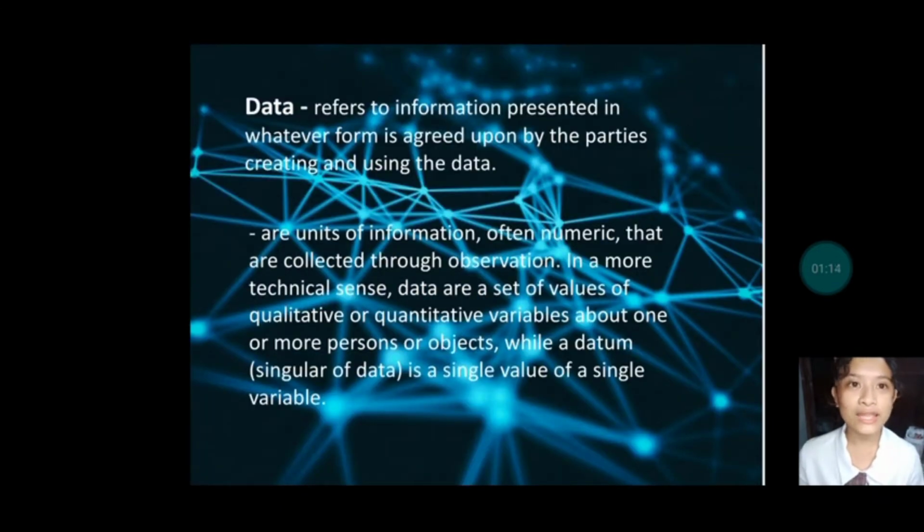So, data. Data refers to information represented in whatever form is agreed upon by the parties creating and using the data. Data are units of information, often numeric, that are collected through observation. In a more technical sense, data are a set of values of qualitative or quantitative variables about one or more persons or objects, while a datum is a single value of a single variable.